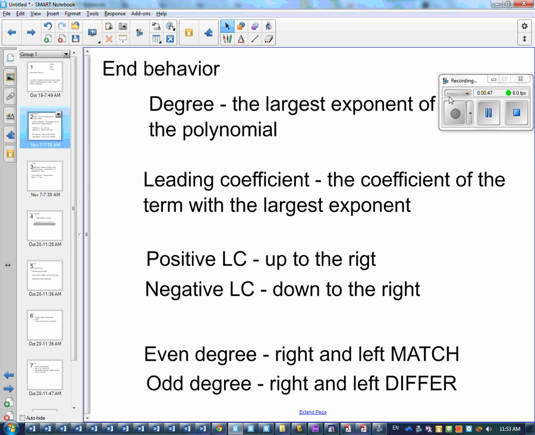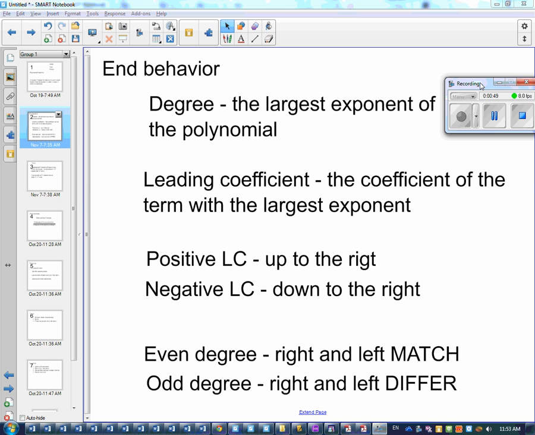So the first thing we need to talk about is the end behavior. Does the graph go up or down towards the right or the left? The first thing you're going to look at is the degree. The degree is the largest exponent, and the leading coefficient is the coefficient of that term. This is the same vocabulary you practiced when you were looking at quadratic functions in Algebra 1 and Algebra 2.